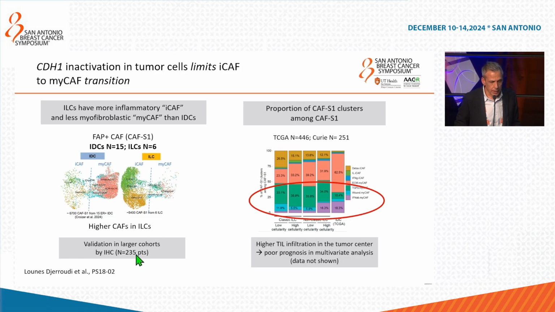And they were able to validate that in a larger cohort using immunohistochemistry, and also by deconvoluting those signatures in TCGA and another series from Curie, having bulk RNA. You can see clearly here the ductals, here the lobulars, and there are differences in terms of proportion of the detox iCAF. However, I would like to highlight that you still see an increase of the TGF-beta myCAFs.